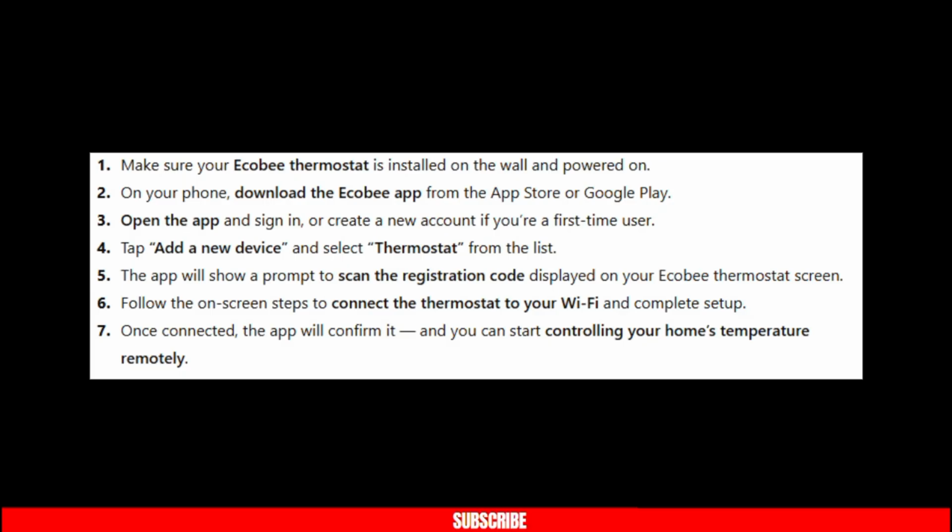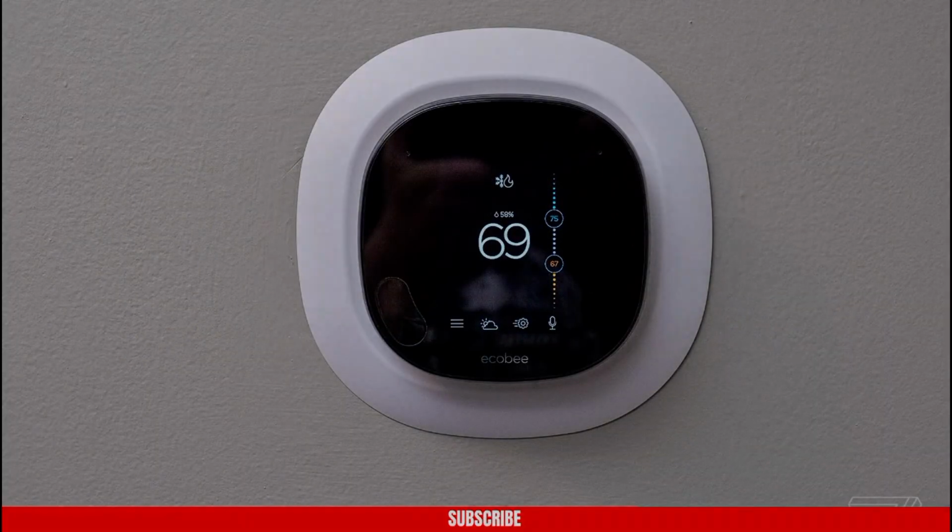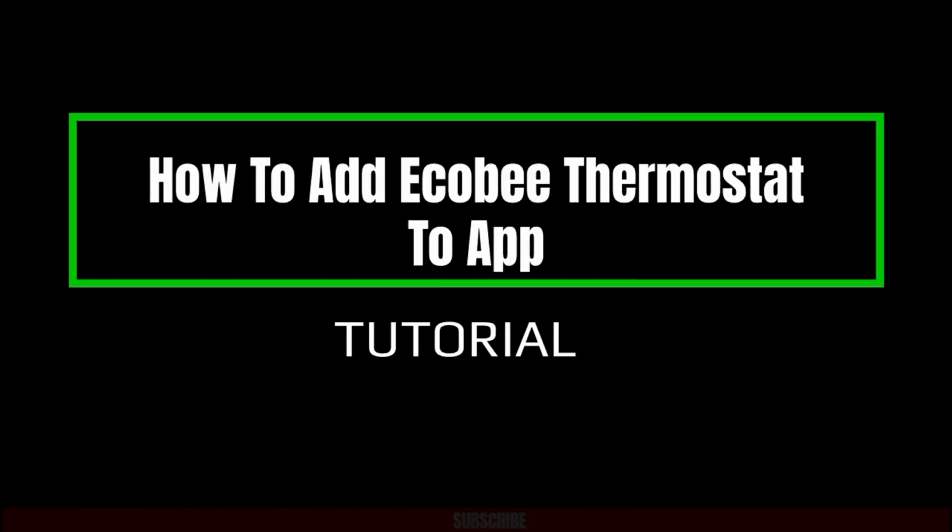Follow the on-screen steps to connect the thermostat to your Wi-Fi and complete setup. Once connected, the app will confirm it and you can start controlling your home's temperature remotely. And that's all. That's how you will be able to add Ecobee thermostat to application.